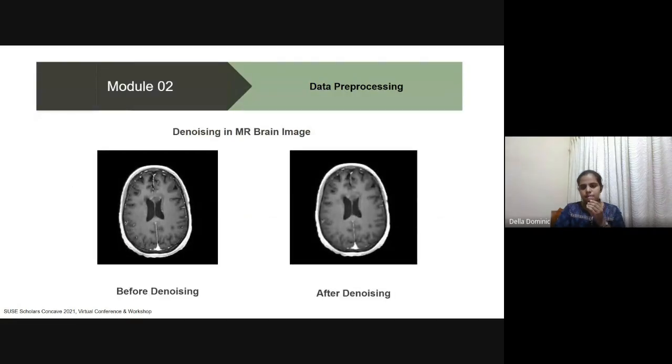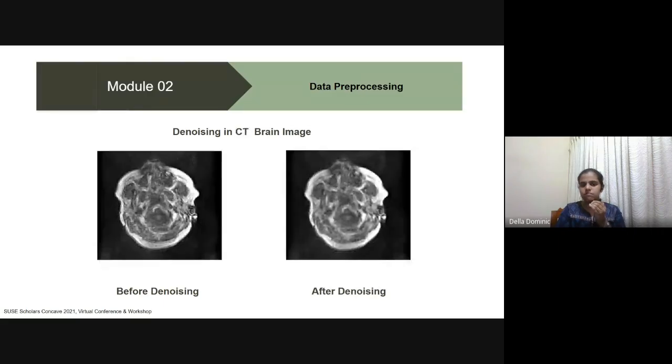This is a sample before and after image of denoising an MR brain image. Only a mild denoising is employed because over-denoising the image might result in smoothing out the edges and thereby creates more unwanted results. This is an example of CT images before and after denoising.